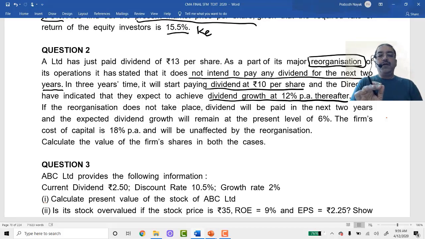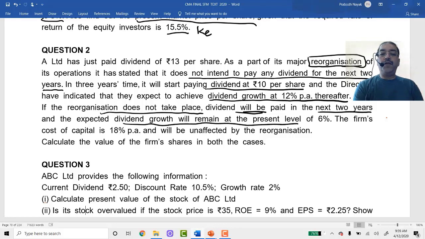This is clear? If the reorganization does not take place, there are two cases here. Case 1, reorganization takes place. Case 2, reorganization does not take place. Then in that case, dividend will be paid in the next 2 years, and the expected dividend growth rate will remain at present level of 6%. Firm's cost of capital is 18%, that is KE, and it will be unaffected by the reorganization. Calculate the value of the firm's shares in both the cases.